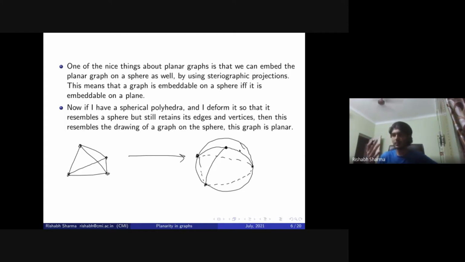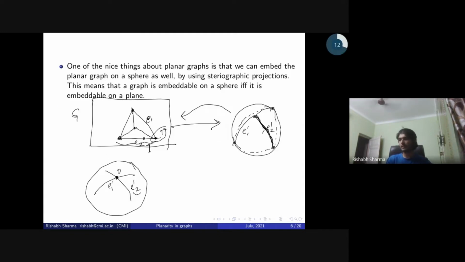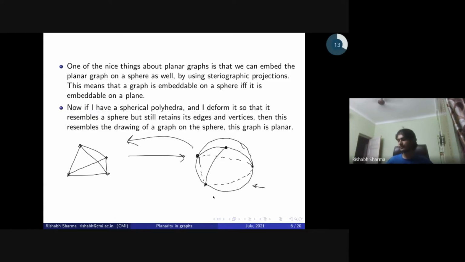Now again, you had a spherical polyhedron, you inflated it to get a drawing of some graph on the sphere. And of course, you can always reverse this. You can just deflate the thing and you'll get your polyhedron back. So we saw two processes and both of them were reversible. But you see this drawing is the same as what I did there. So once I get this drawing of a graph on a sphere, I can apply stereographic projection to get a drawing of the same graph on a plane. And what will that look like? It will look like this.